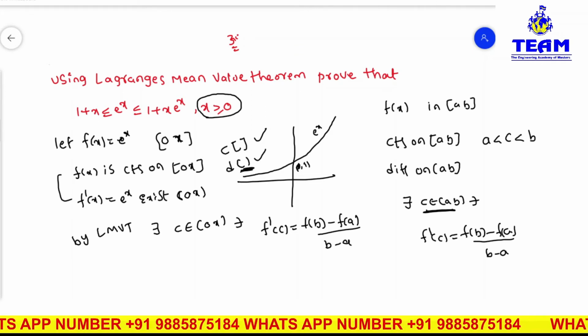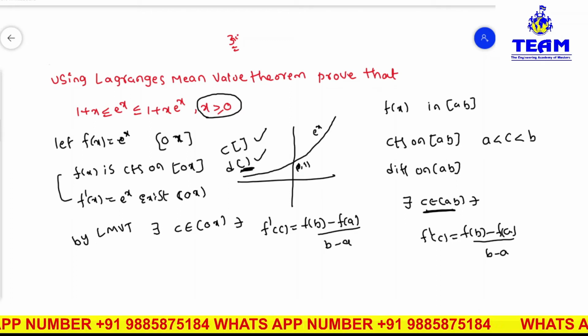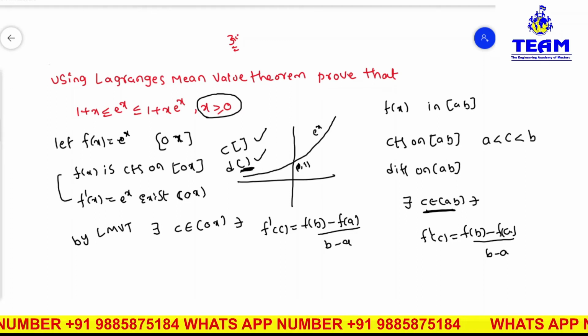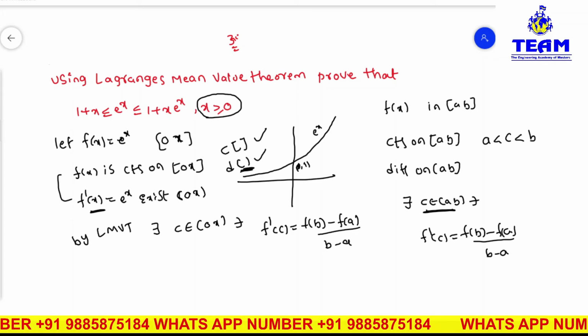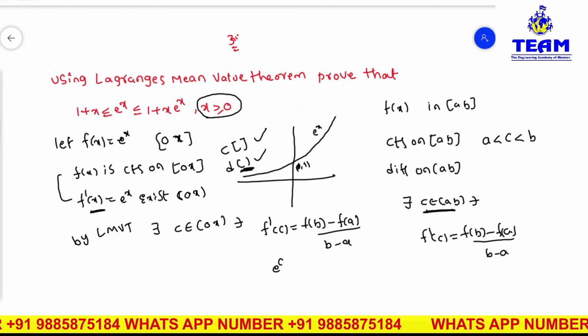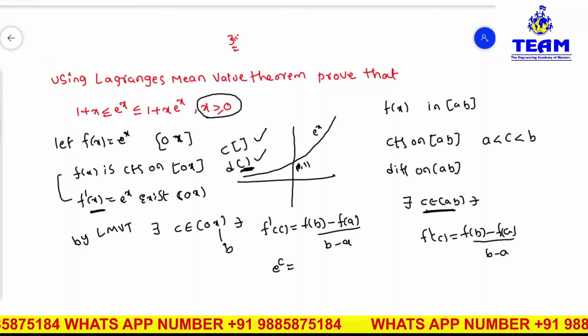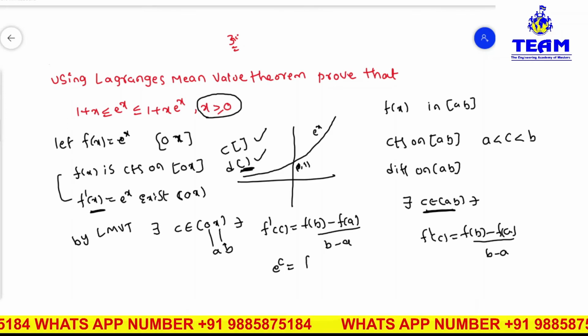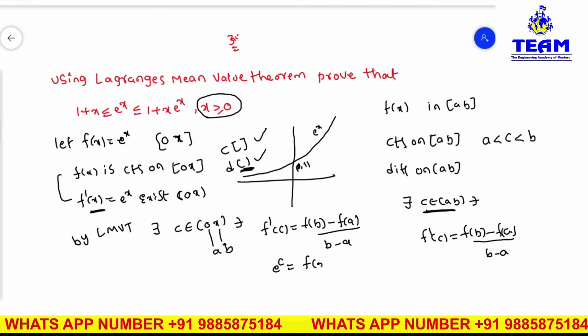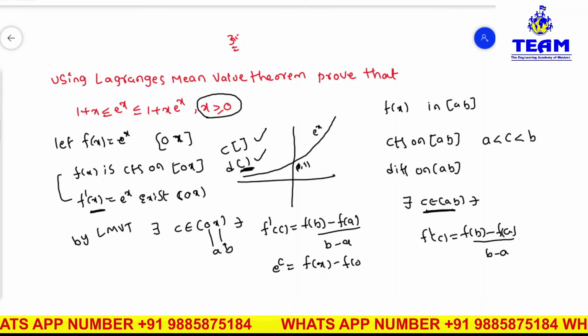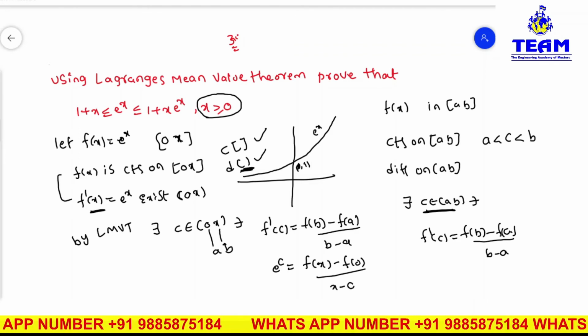Now what is f of x you have? e power x. What is f dash of x you have? e to the power of x. So f dash of x is e power x. Then what is f dash of C? e to the power of C is equal to f of B. What is B you have? x. What is A you have? 0. So you can write f of x minus f of 0 by x minus 0.